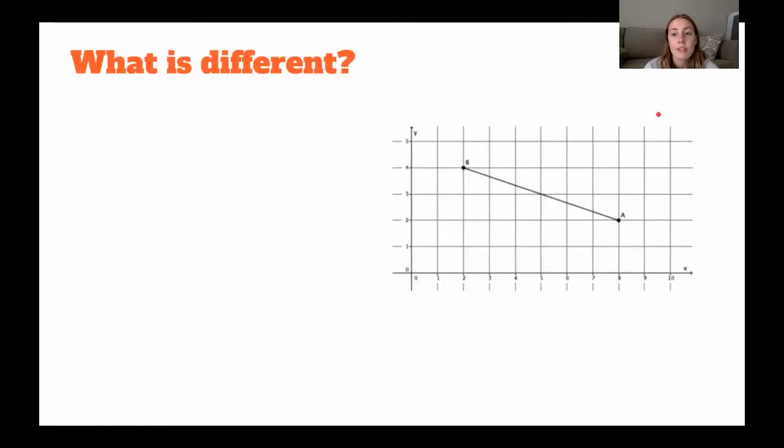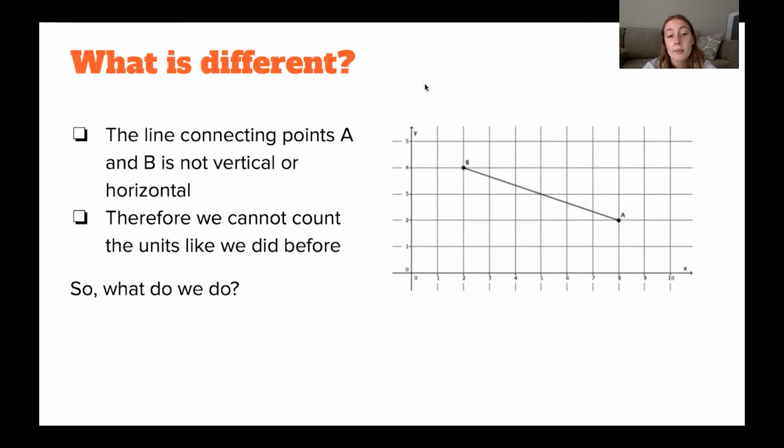So what's different between these 2 points we are seeing right now on this coordinate plane and the ones we just looked at? Well, the line connecting point A and B is not vertical or horizontal. It is a straight line, but it is going diagonally. Therefore, we cannot count the units like we did. We can't go 1, 2, 3, 4, 5, 6. That just doesn't make sense because it's not exact. We don't know. So what do we do?